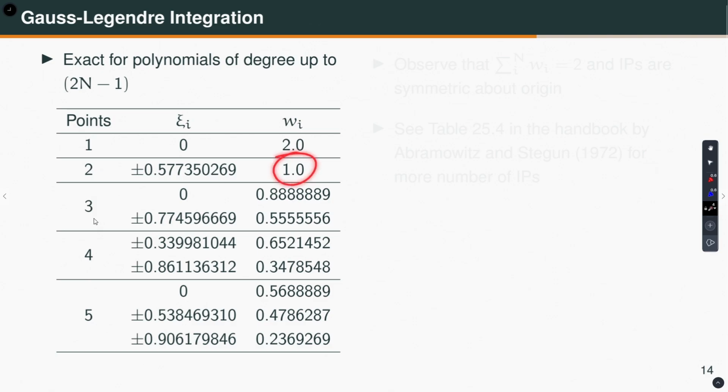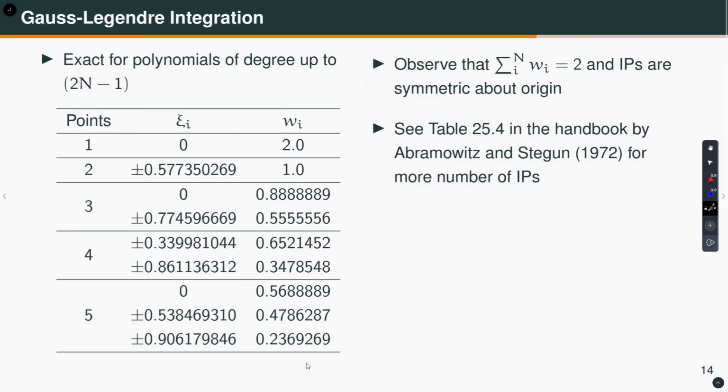If you take 3 integration points, you see they are all placed symmetrically. One is at the center and the other 2 are at this distance, and these are the corresponding weights. So, for 4, 5, these are the weights given. Okay. Observe that if you sum these weights, you have to take this 2 times, you will always get 2. Okay. And the integration points are symmetric about the origin. For more number of integration points, you can go to table 25.4 of this handbook. Okay. That reference is given at the end of this lecture slides.